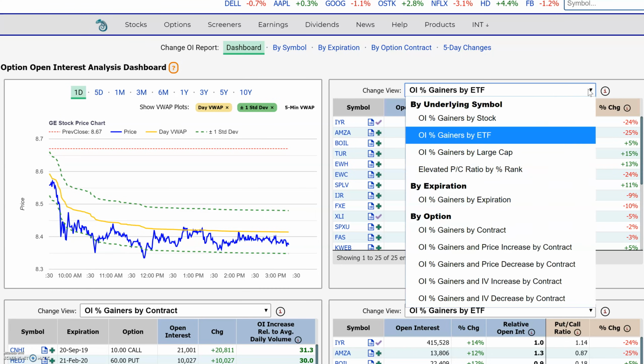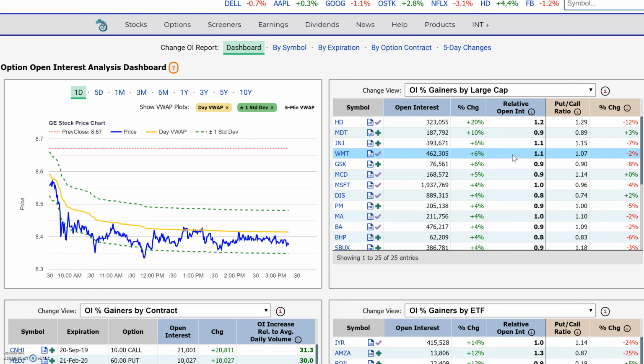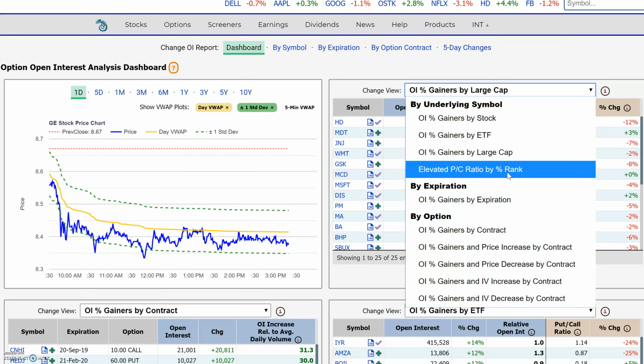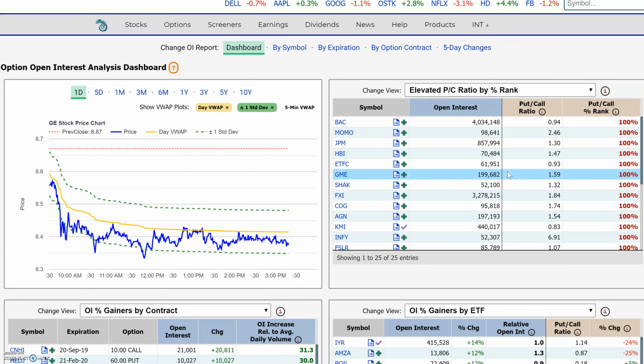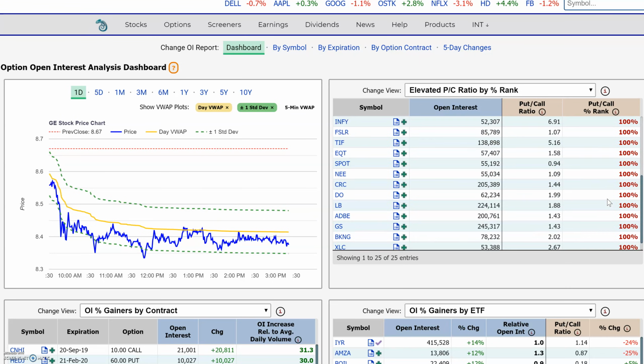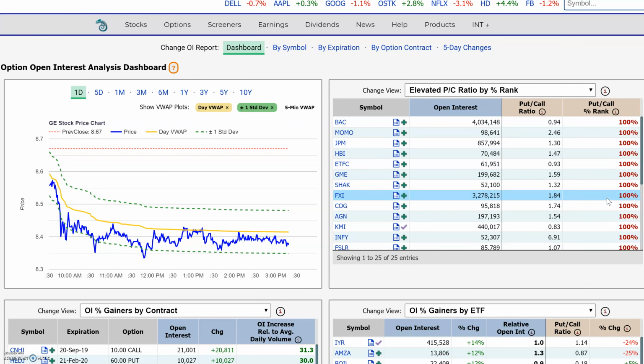We could also take a look at large cap stocks where there's a big open interest increase in the overall option contracts, as well as the change in the put call ratio. You could change that. You could also just look at the put call ratios where they're elevated relative to the historical averages, and this gives you a percentile rank, which is saying relative to the put call ratio in the last year, where the current percentile rank level is. So these are all elevated put call ratios relative to the one year of observations.